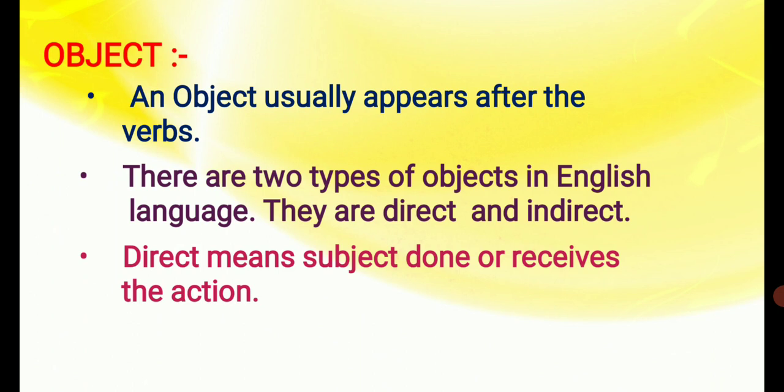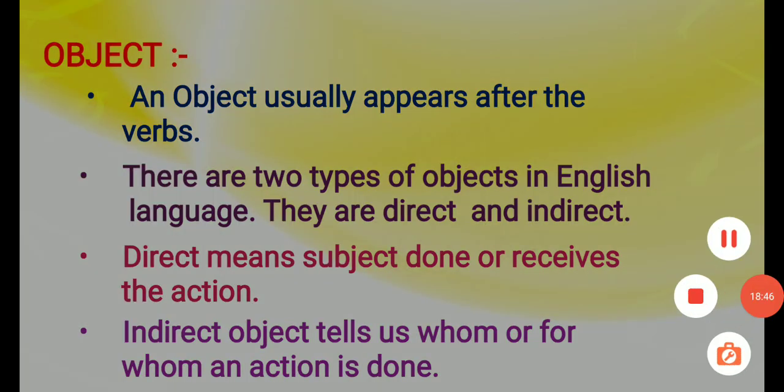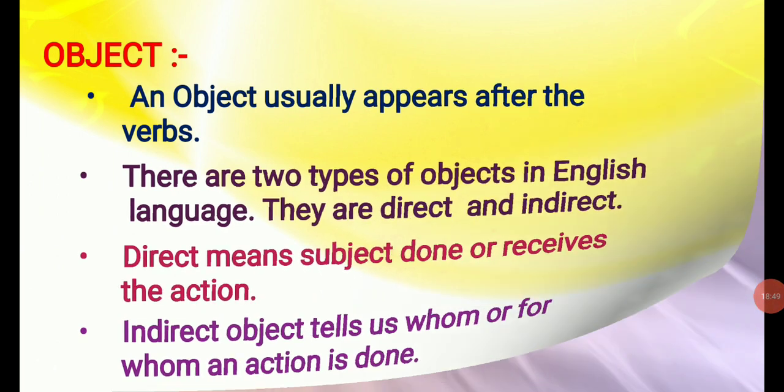And what is the indirect object? Indirect object tells us to whom or for whom an action is done. It is called the indirect object. It is just for your information. It is not a part of our lesson, but here we have to get a basic introduction of this topic. Okay, so let's move on.